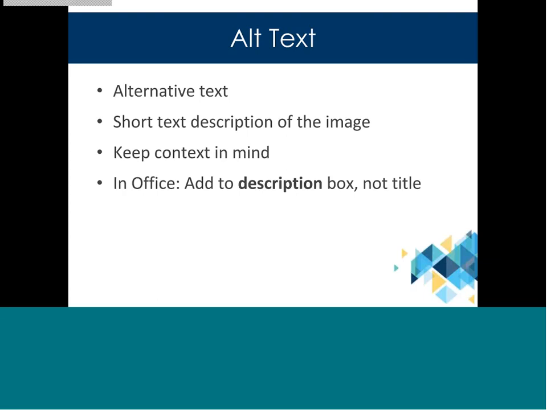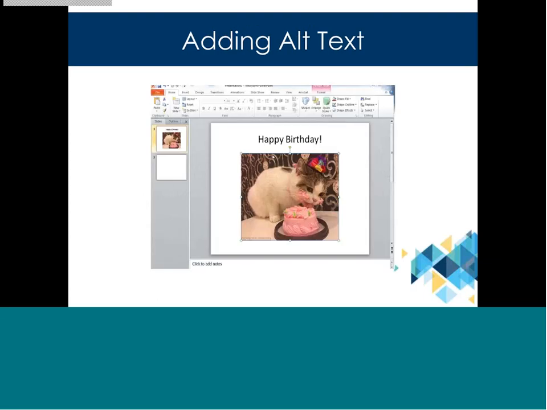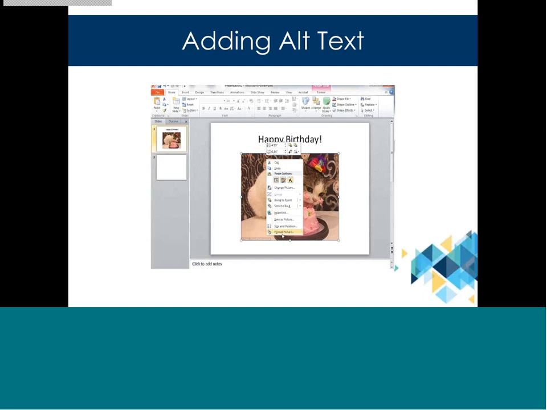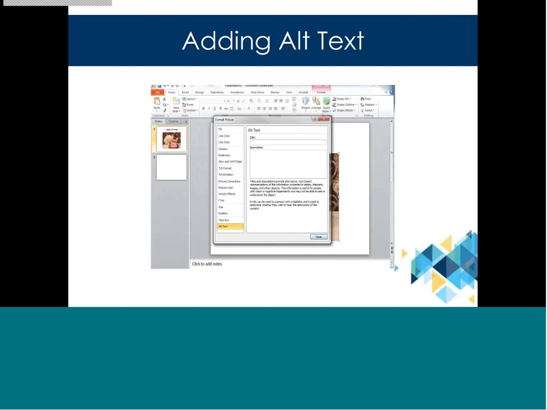But you always want to think about that context when writing the alt text so that it makes sense to the user why that image is present. And one of the tips about alt text in Office products anyways is that you add the alt text to the description box, not the title. So if I'm in Word, I'm going to right-click on the image and select Format Picture, and then type my alt text into the description.